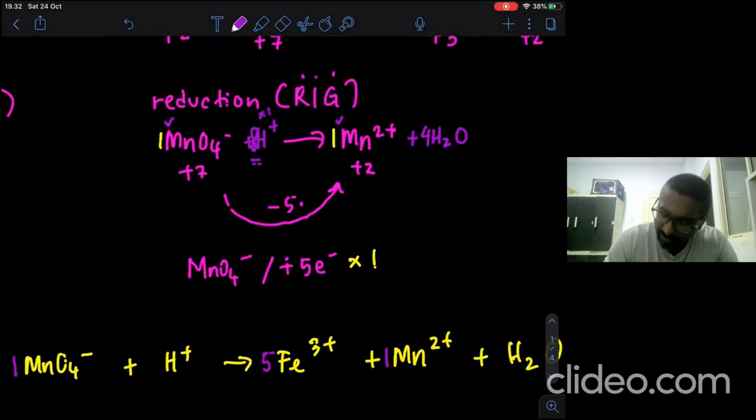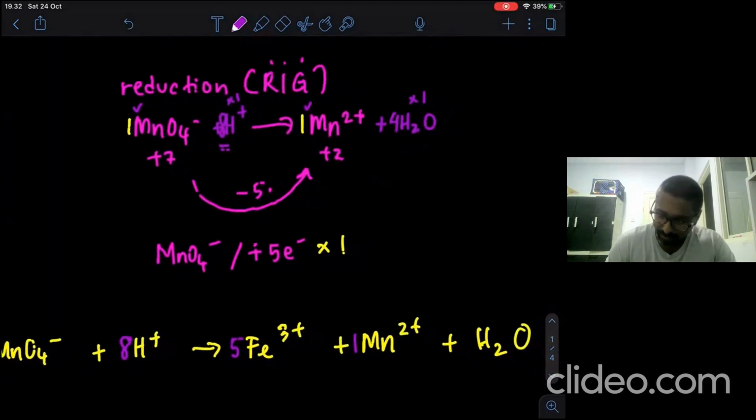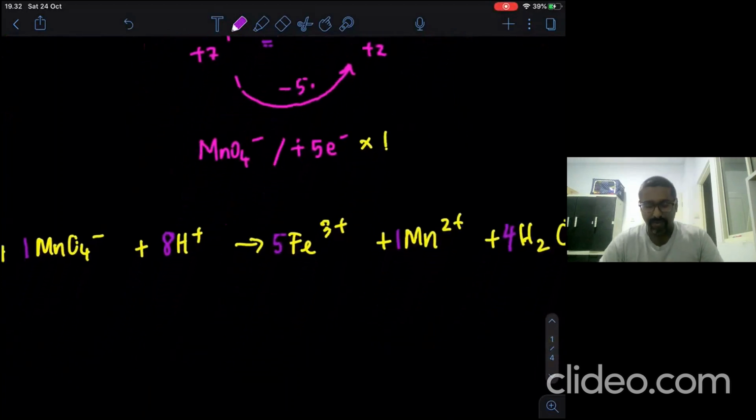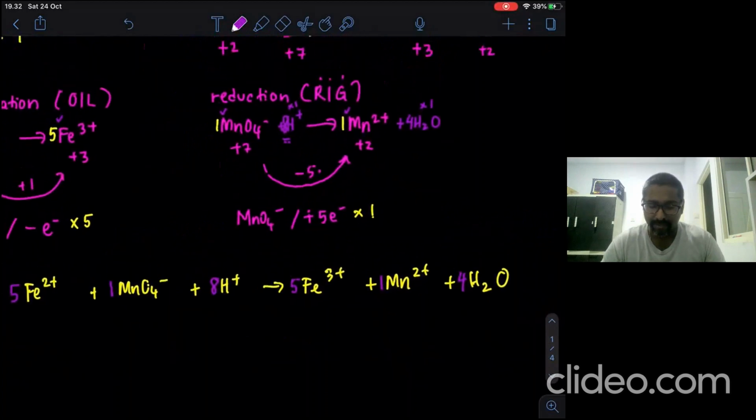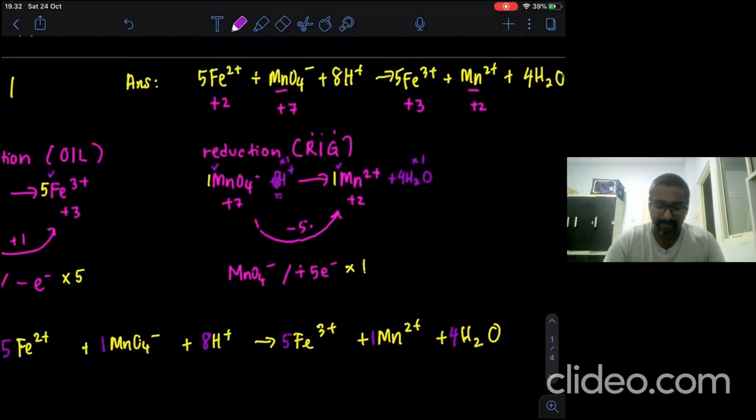So times by 1, this one times by 1, it still remains as 4. So the one that we balanced just now was the electrons. So this one, just put the 8 here, and just put the 4 here. And without looking at the electrons now, you have actually found out the answer. So we compare the answer now.